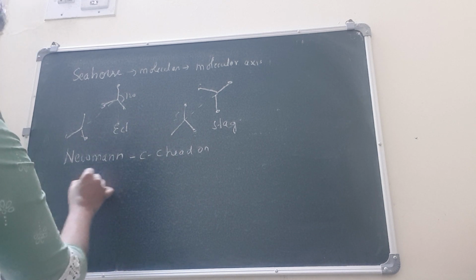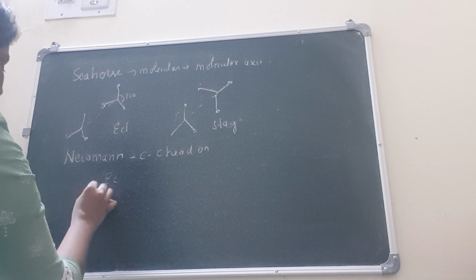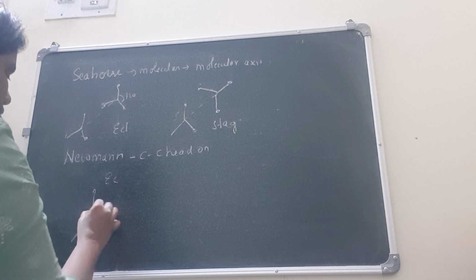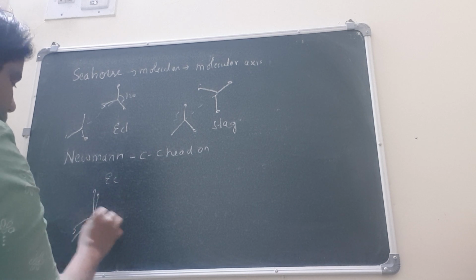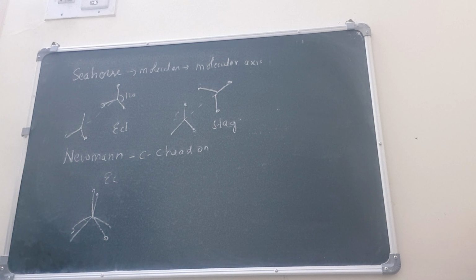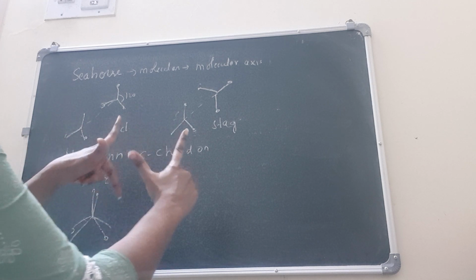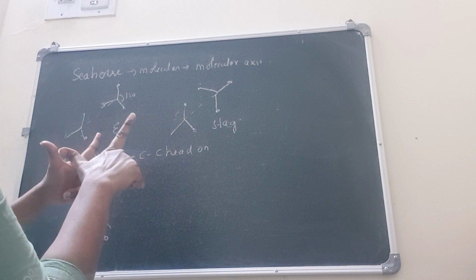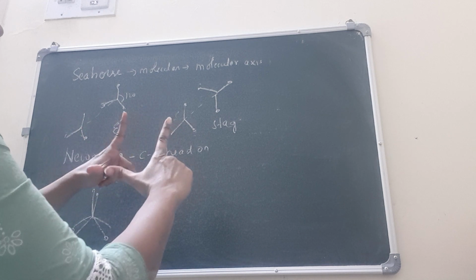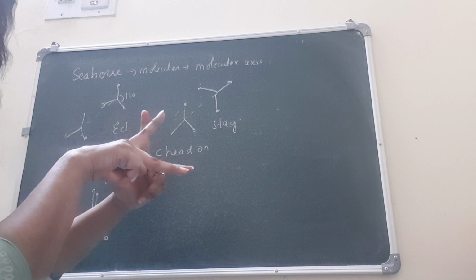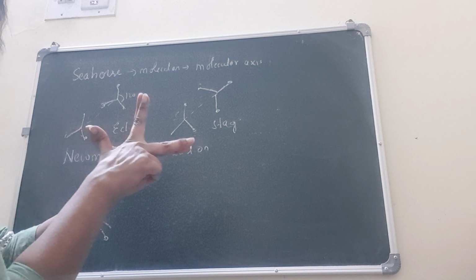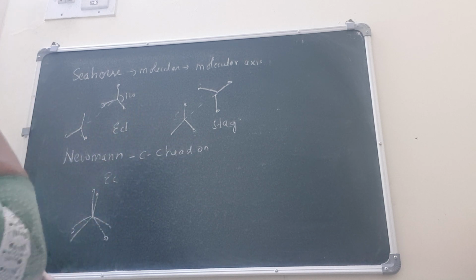In case of eclipsed, I see something like this. Correct? It is almost on top of each other, parallel. I cannot see things, right? If I see like this, head-on side, now these two are parallel. Think about it, these two are parallel. If I see like this, what do you see? Everything on top of each other. I hope you're able to visualize that.